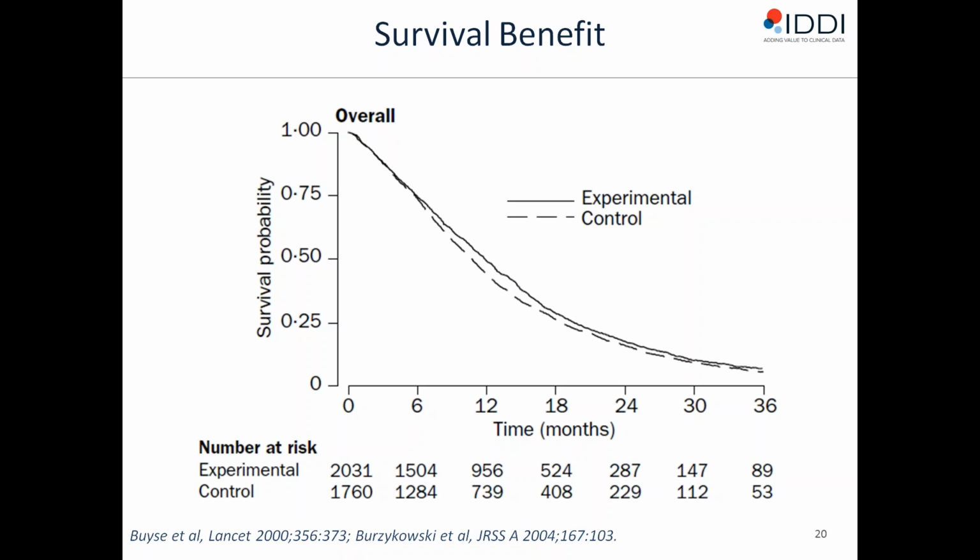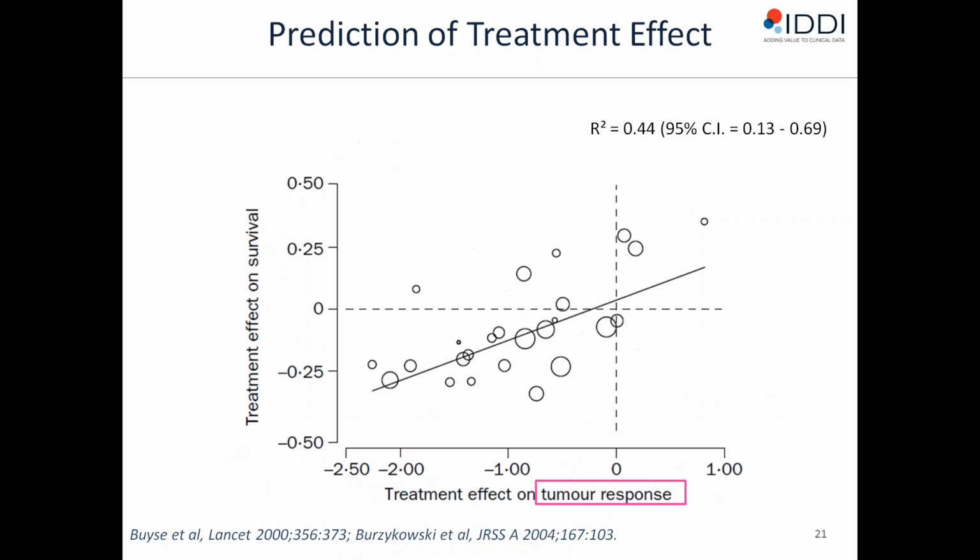So the question is whether, well, there seems to be an effect on response, so there seems to be also an effect on survival. So the question is whether we can substitute response for survival. So this is the picture showing the effects on tumor response, so log odds ratios for tumor response and log hazard ratios for survival. And as you can see, this is a plot which indicates that there's quite a bit of spread around the regression line.